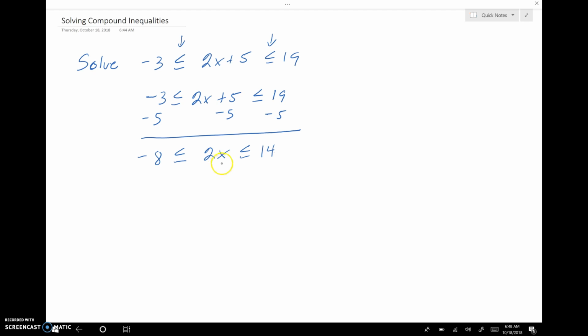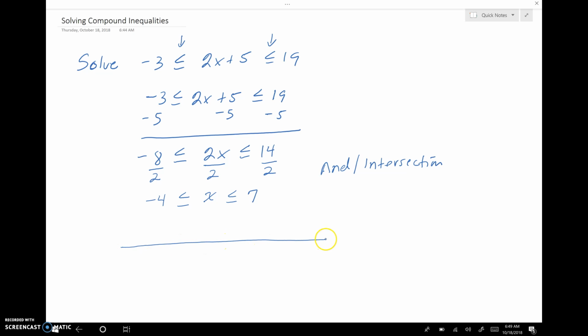You notice that next to the x we have a 2, so we're going to have to divide both sides by 2. So we're left with negative 8 divided by 2, which is negative 4, less than or equal to x, which is less than or equal to 7. So you notice this is going to be an "and," or what we call an intersection.